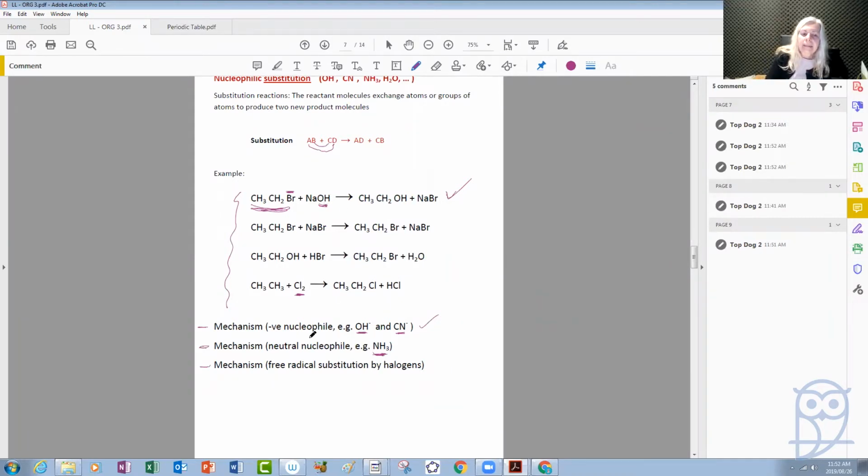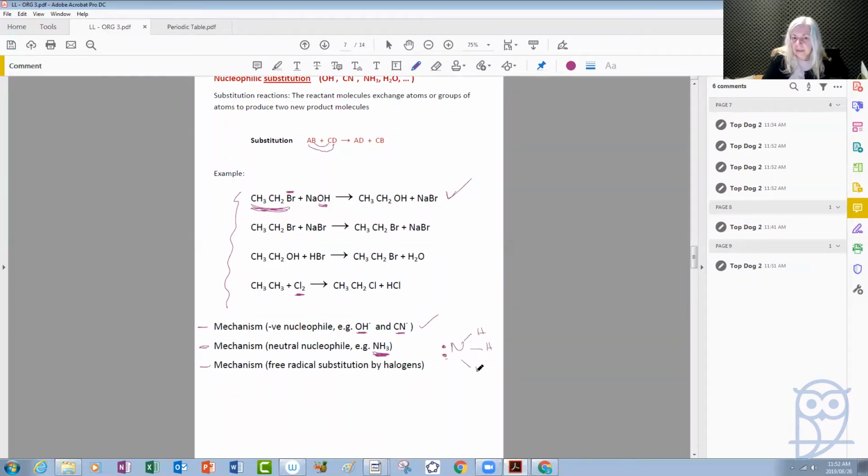We also saw the reaction when an organic compound reacts with a neutral nucleophile, and this is a nucleophile just because the nitrogen has a lone pair of electrons. The hydrogens. So it is a neutral nucleophile, but it is a nucleophile because of this lone pair of electrons. And let us see now the mechanism where we have the formation of free radicals, which react with our organic compound.